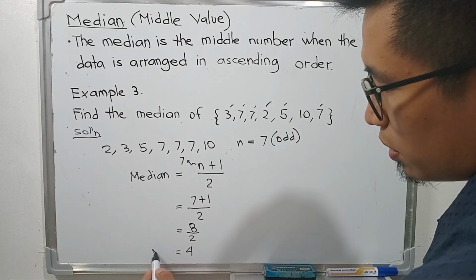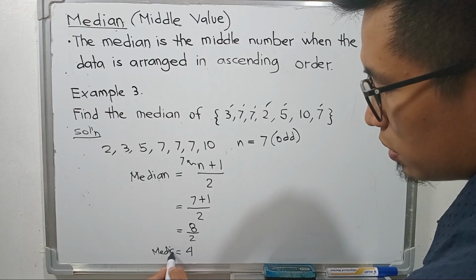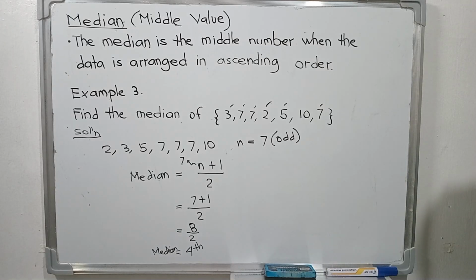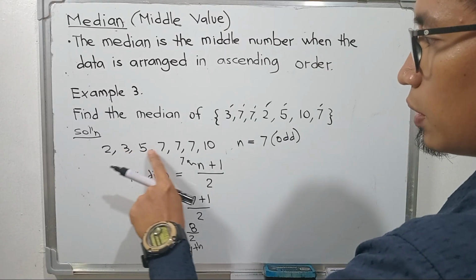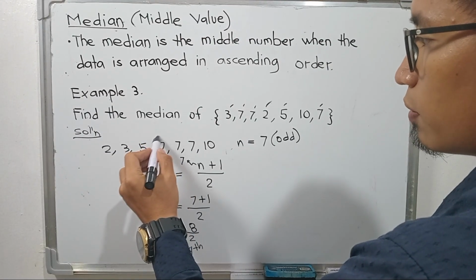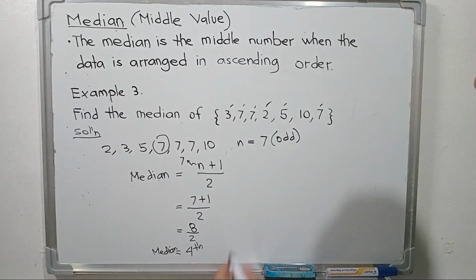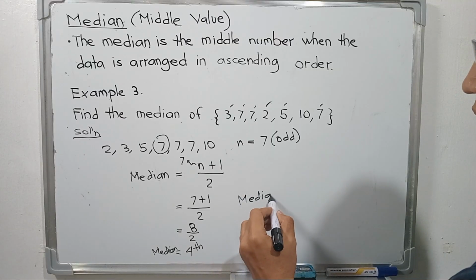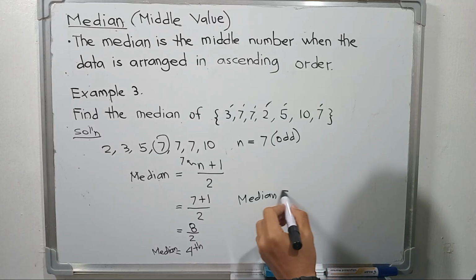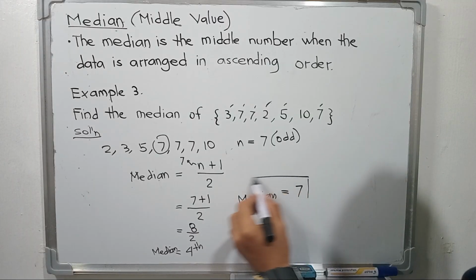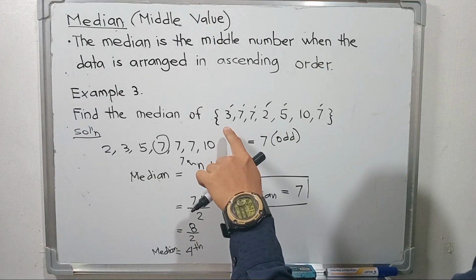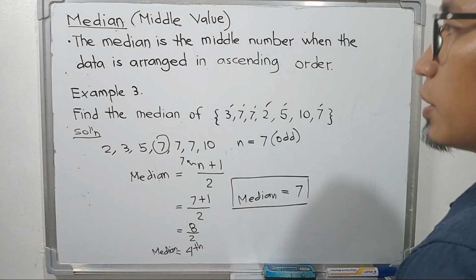So what does this tell us? It tells us that the median is the 4th value in our data set when it is arranged in ascending order. So here we have 1, 2, 3, 4, and the 4th value is 7, which tells us that the median for this particular data set is equal to 7. It is the middlemost value when the values in our data set are arranged in ascending order.